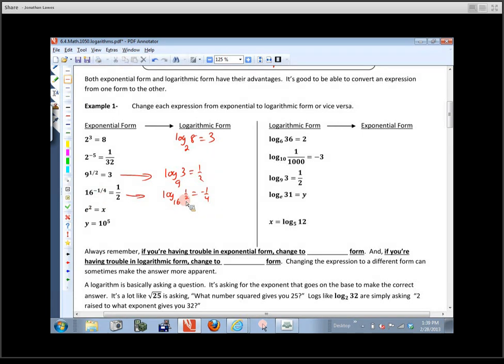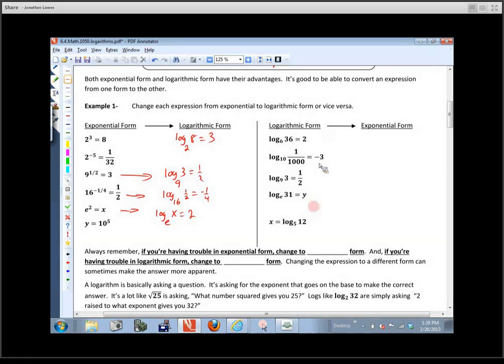And then these other two are kind of interesting. For this one right here, what would the base of this logarithm be? Log base e of x equals 2. Remember, the answer to the logarithm is an exponent. Now, we normally don't write it this way. We're going to talk about that, and you're probably familiar with how we normally write log base e. So we'll do that a little bit later.